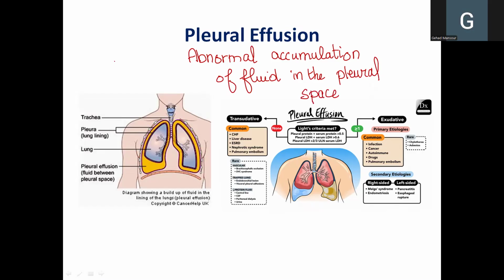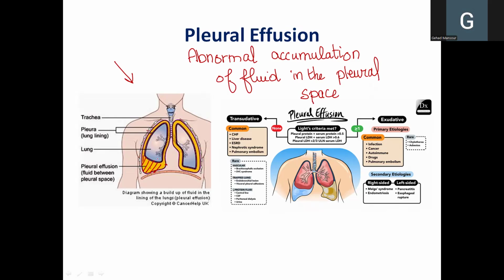Here we can see in the diagram that we have the trachea, and then we have the two layers of the pleura. We have the lungs, and pleural effusion is this fluid that is shaded yellow in the diagram, but usually it's not yellow. So the pleural effusion is the fluid here that accumulates between the two layers of the pleural space, and you can see the buildup of fluid.